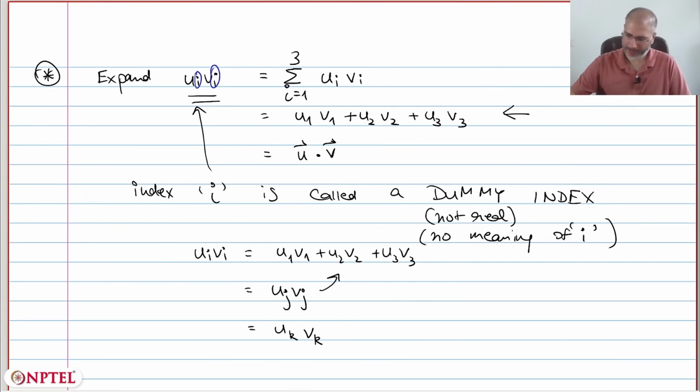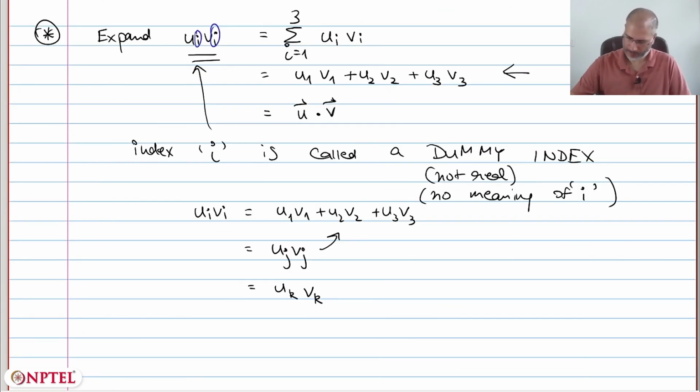We also use the word repeated index. So the index i is repeated here, so it's called a repeated index. We will be using the word dummy or repeated often in this course.